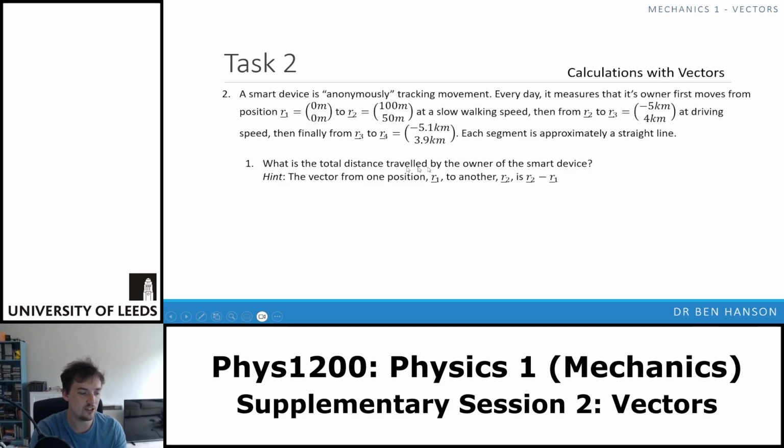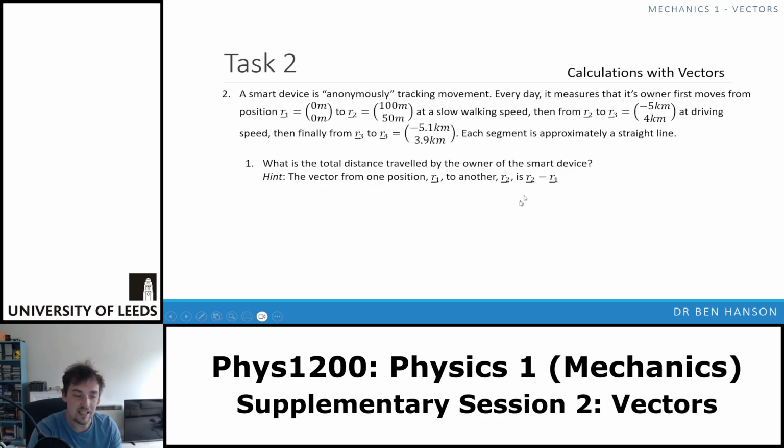What is the total distance travelled by the owner of this smart device? The total distance travelled is every single segment's length added together, right? How do we get each segment? If I want to know from R1 to R2 what is the vector between them, here it is: R2 minus R1.